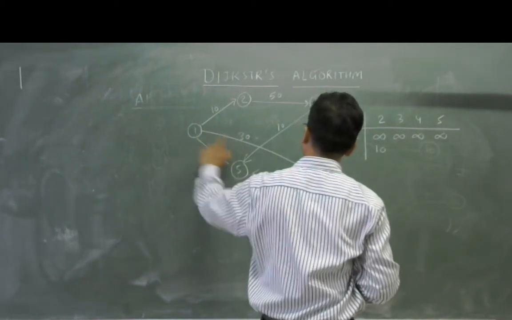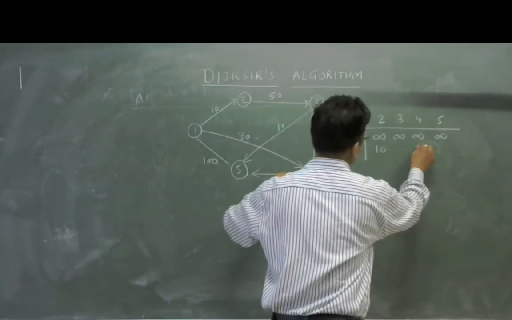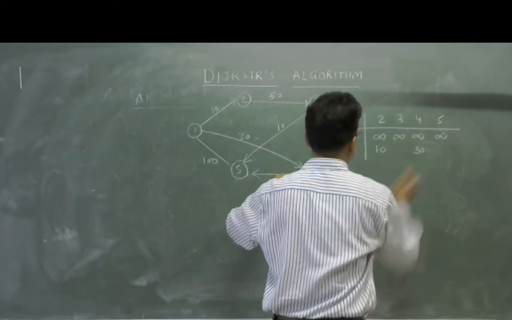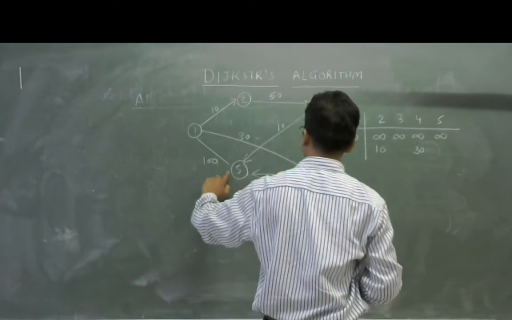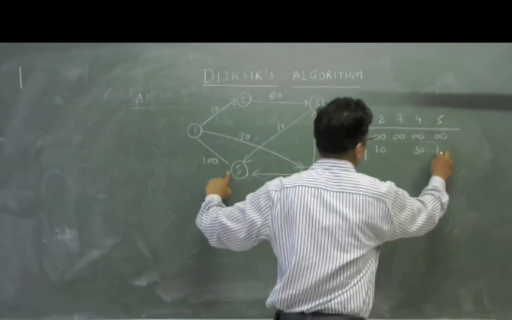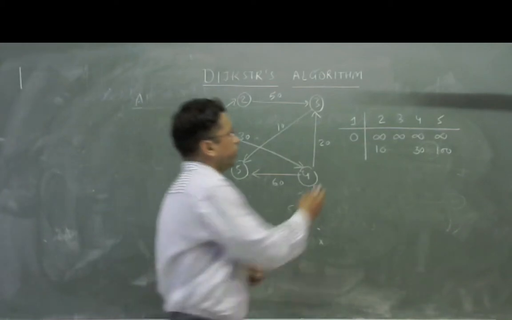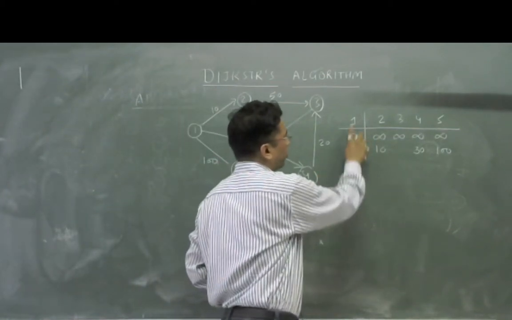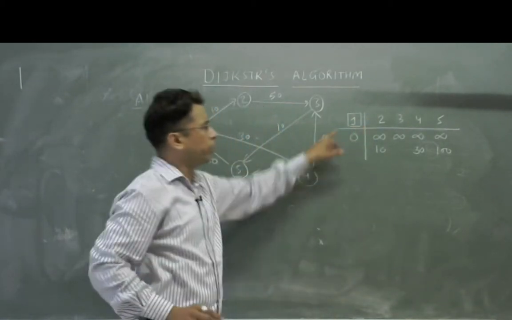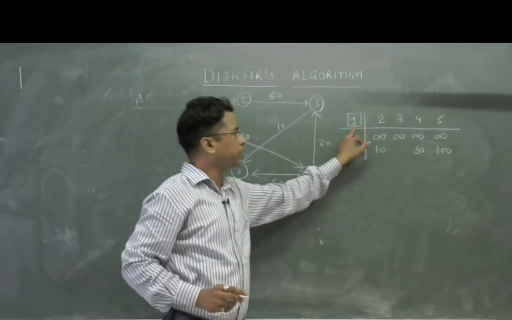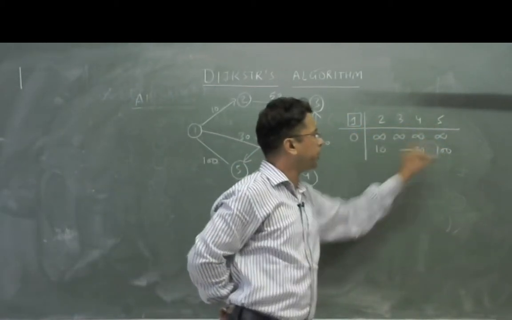Node number 4, 0 plus 30. 30 is less than infinity, so it would be relaxed to value 30. Now node number 5 will be relaxed by a value 100, so it will become value 100. Here we went via node 1, so this node has been used, and this node has relaxed node number 2, node number 4 and node number 5.